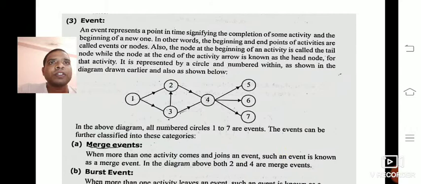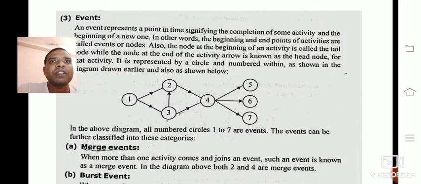Now we come to the third term, that is event. The event represents a point in time signifying the completion of some activity and the beginning of a new one. In other words, the beginning and end points of activities are called events or nodes. You can see here below a network diagram, and the nodes are represented by small circles: 1 2 3 4 5 6 7. These are all events or nodes. Here the beginning and end points of the activities are called events.